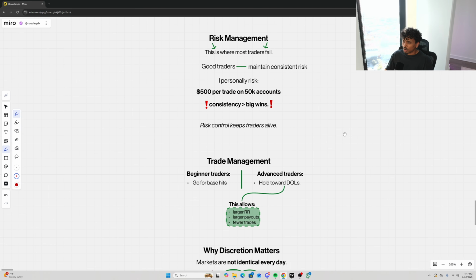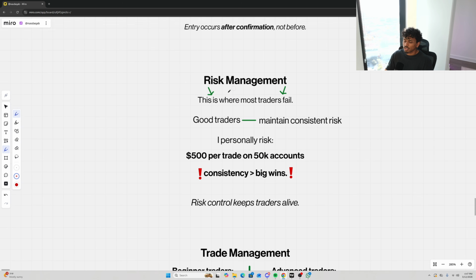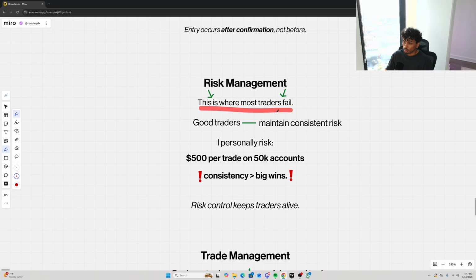Now, we want to be talking about risk management, all right? And this is where most traders fail, okay? So good traders are able to maintain consistent risk, and the bad traders, they risk whatever they feel. They don't really care about where they're putting their stop losses and where they're putting their take profits, and when it's necessary to take your profits at a certain area, and why is it important that my stop loss is at that area, right? Paired with the fact that, again, they're risking all over the place.